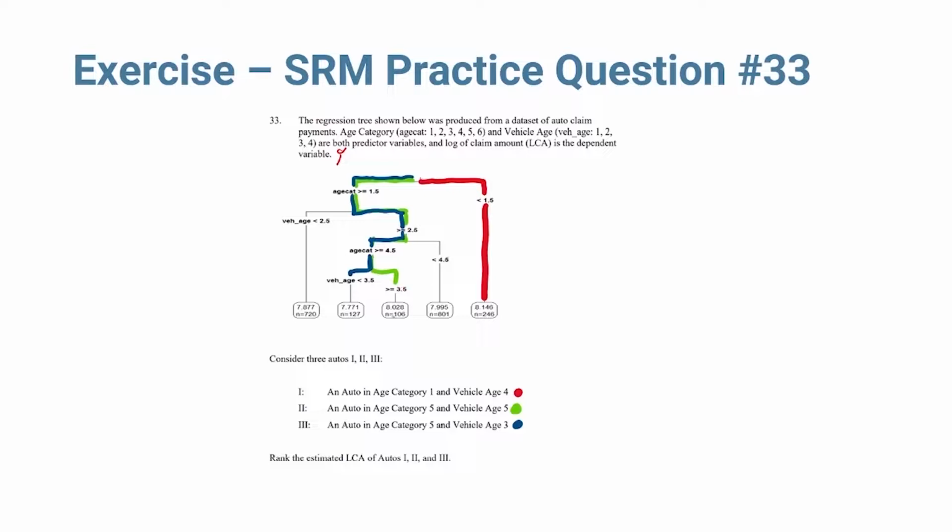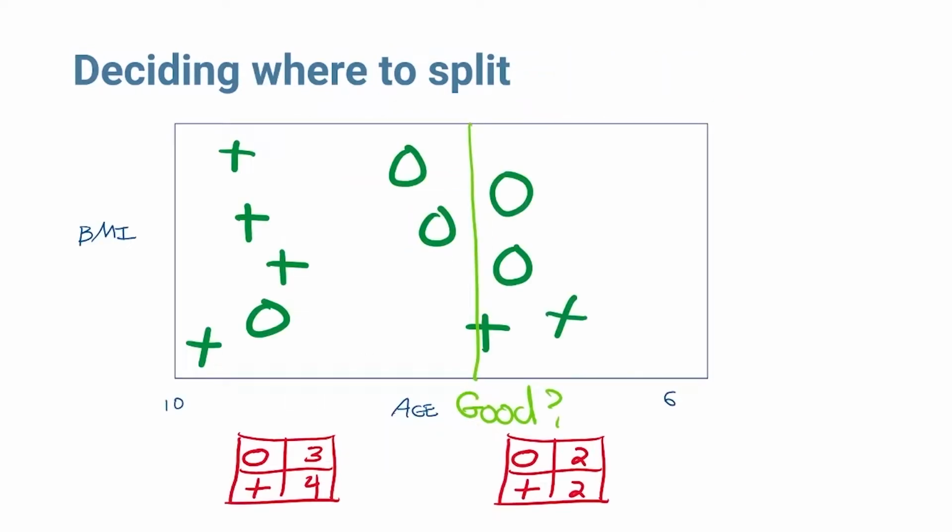And they end up with a predicted value of 8.028. Same logic applies for the third group. And notice that the N here is just the number of observations, or the number of vehicles, which fall into that category. So how do you decide where to split?